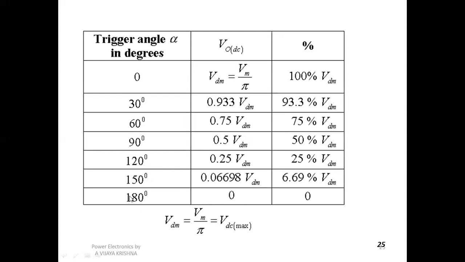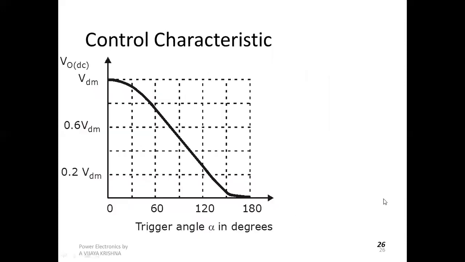Under this condition, at a triggering angle of 180 degrees, the output voltage of the controlled half wave converter is zero. How is the control characteristic drawn? If you observe, this is the triggering angle.